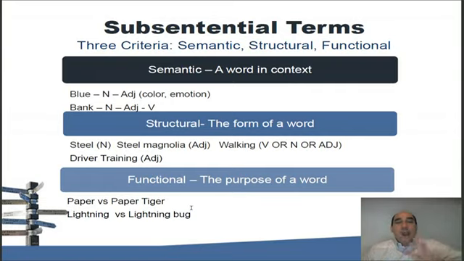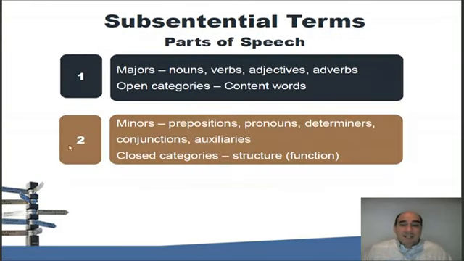So we've got three ways that we can try to determine what something is in a sentence and what something means in a sentence. The semantic, where it is in context with all the other words that are around it. The structural, what does it look like structurally, and functional, where is it, what slot is it in a particular sentence? Take a look at the parts of speech.